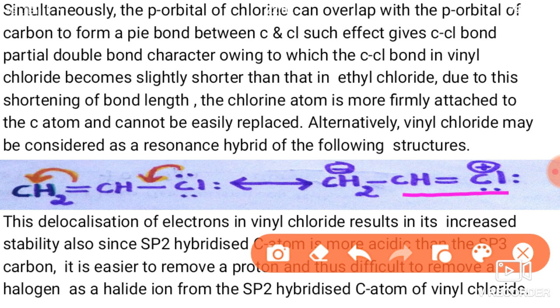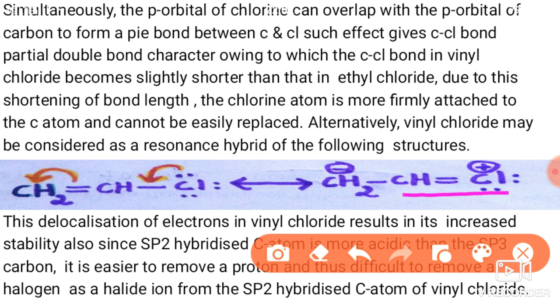Such an effect gives the carbon-chlorine bond partial double bond character, owing to which the carbon-chlorine bond in vinyl chloride becomes slightly shorter than that in ethyl chloride. Due to this shortening of bond length, the chlorine atom is more firmly attached to the carbon atom and cannot be easily replaced. Alternatively, vinyl chloride may be explained by the following reasoning.